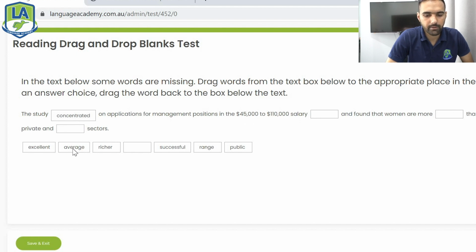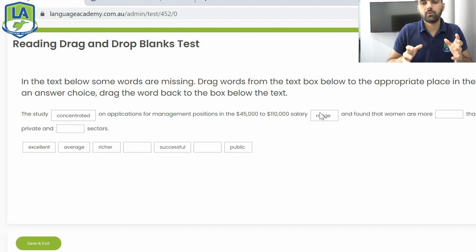Salary average won't be the right answer because we have got two numbers over here. Average is most often one figure. Salary richer is not the right answer. Salary range is the right answer because we have got a range. Range means two different figures, so the number can fall anywhere between the range.